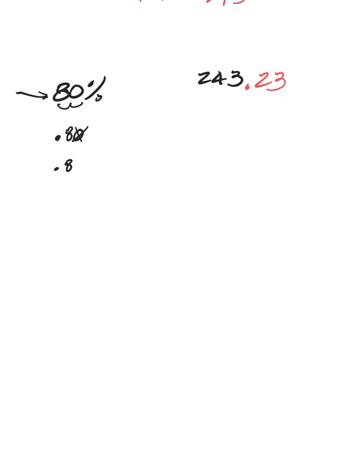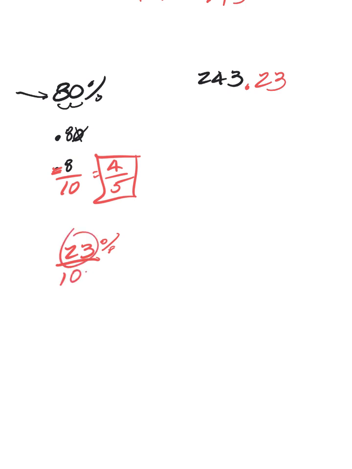So all we have to do is take the decimal off, put it over a 10, we have it as a fraction, and we reduce our fraction to 4/5. Okay? A lot of students will take something like 23% and just put it over a 1 with this many zeros. And now it's a fraction. So you can do that as well.